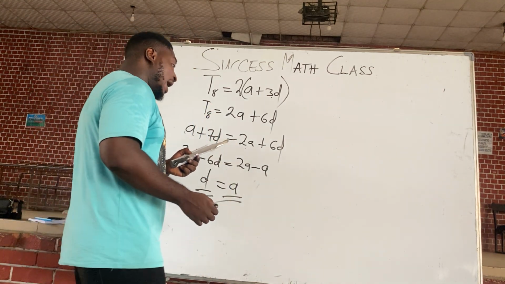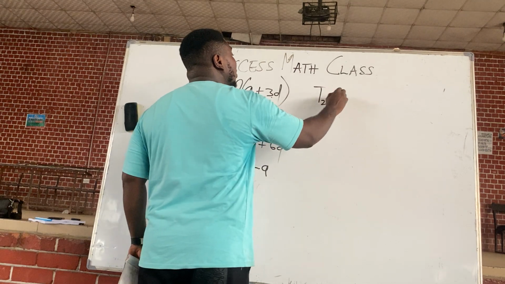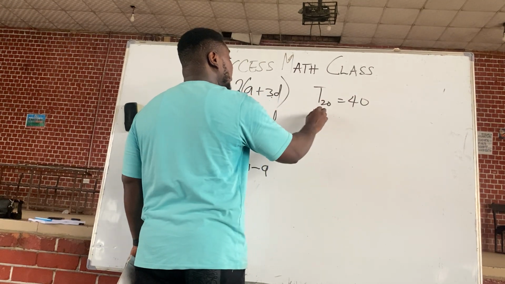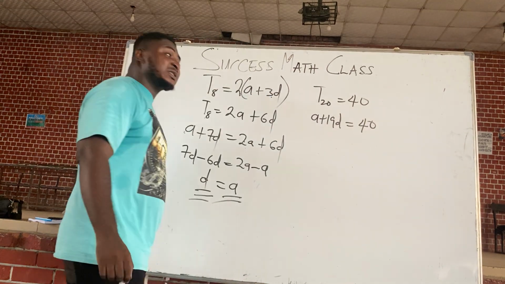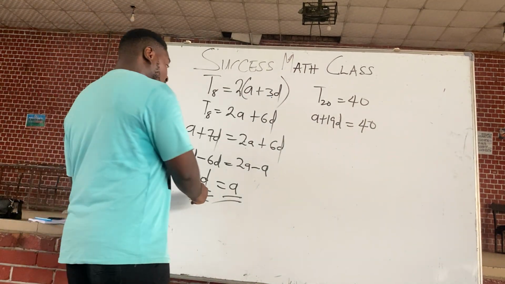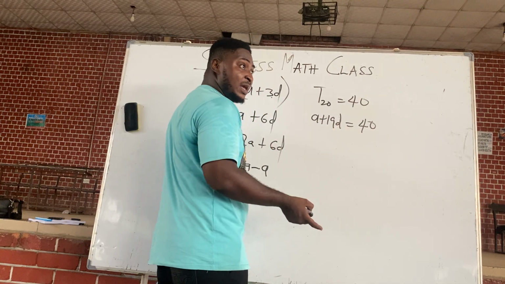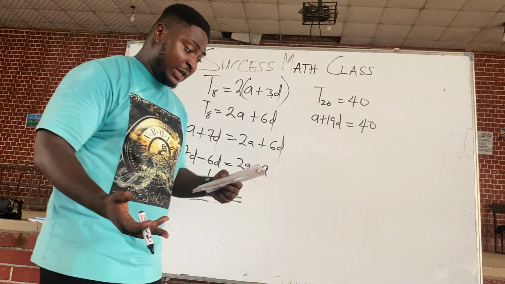A equals D. And the 20th term is 40. T20 equals 40, class. And what is T20? A plus 19D equals 40. But class, A equals D, which means anywhere I see D, I can put A, and anywhere I see A, I can put D.